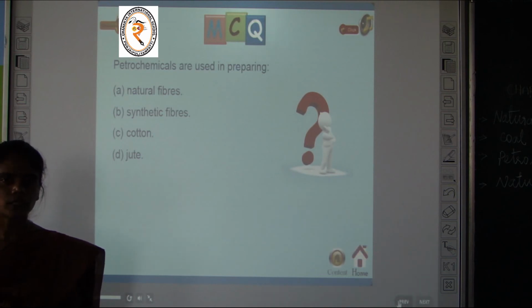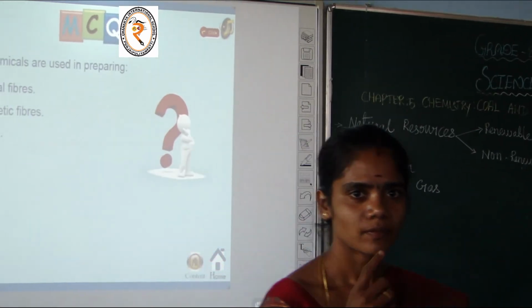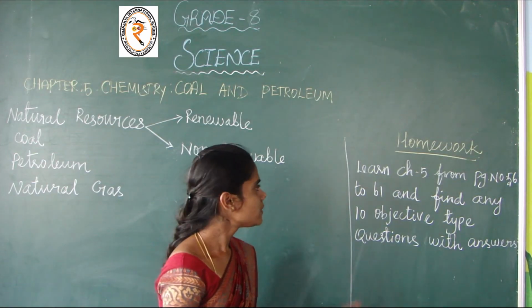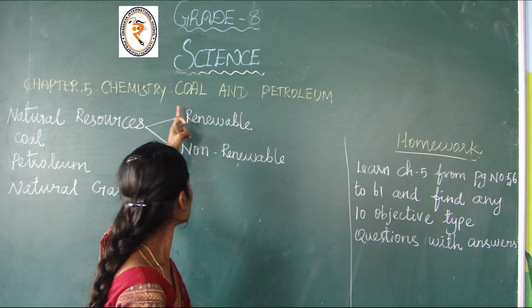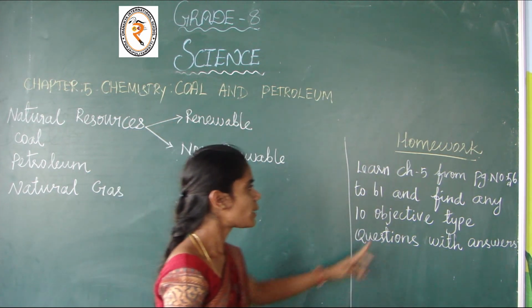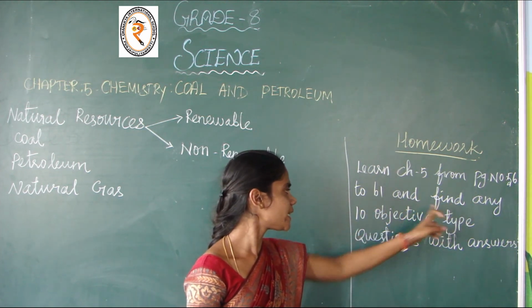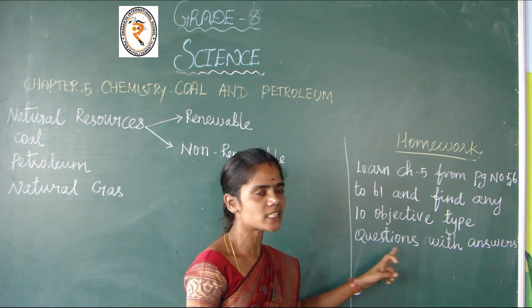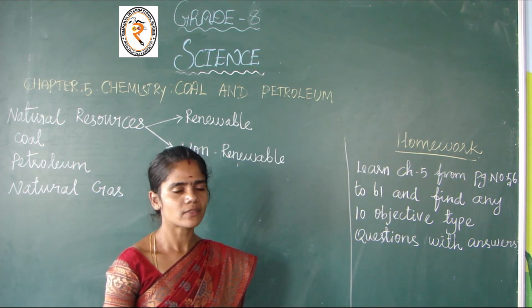It is a time for your homework, children. Note down your homework. See, you have to learn chapter 5. What is the name of the chapter? It is coal and petroleum. From page number 56 to 61 and find any 10 objective type questions with the answers. That is, you have to find any 10 one words with the answers.